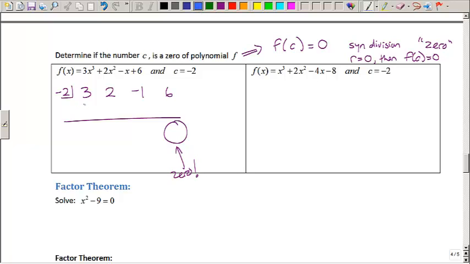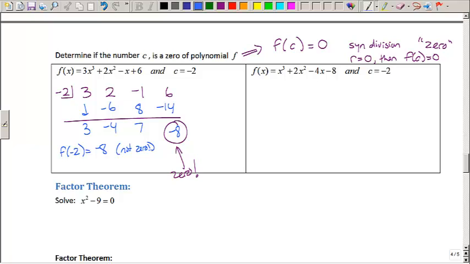Well, let's go ahead and try it. Drop down the 3, multiply and get a -6. Add down, you get a -4. Multiply, you get 8. Add down, you get 7. Multiply 7 times -2, get -14. And I did not get a 0. So therefore, f of -2 is equal to -8, which is not 0.